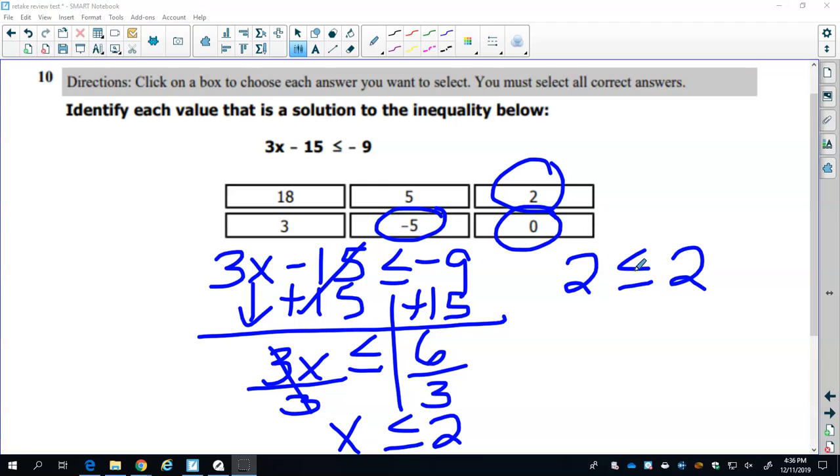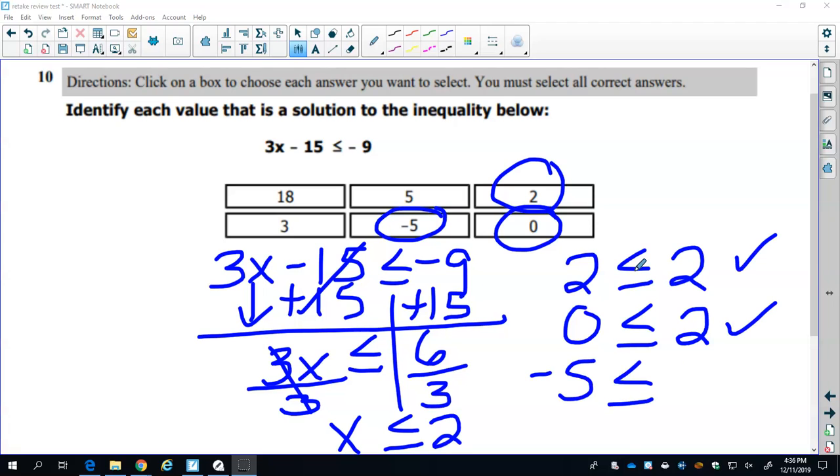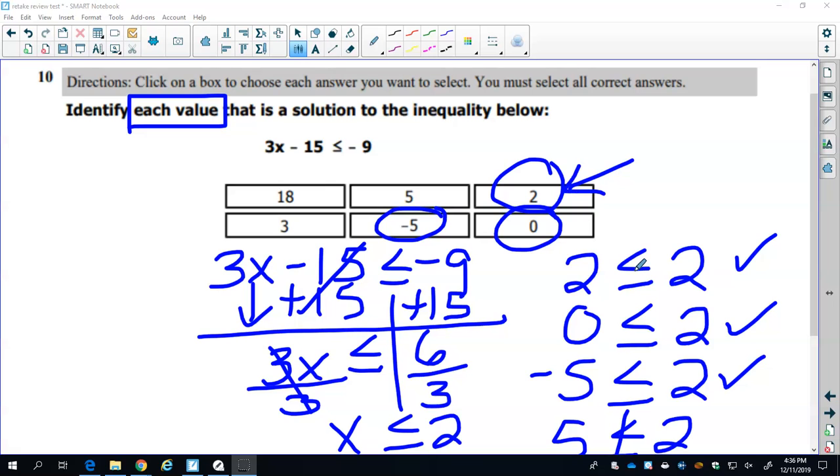And those are the only solutions, right? Let's check. 0 is less than or equal to 2. That's true. Negative 5 is less than or equal to 2 because it's negative. But then if we tried 5, let's see if 5 is less than or equal to 2. That's going to be false. And again, each value, be careful. I know some of you just picked the 2, but inequalities have multiple solutions.